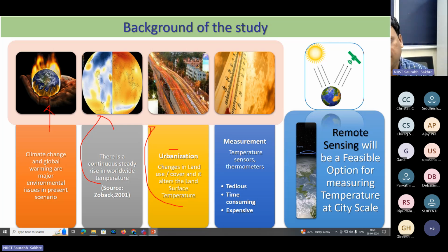At the same time, if I want to do some kind of modeling activity or decision making on that, measurement of temperature by sensor and thermometer will be tedious, time consuming and quite expensive. So in those cases, we try to use remote sensing.